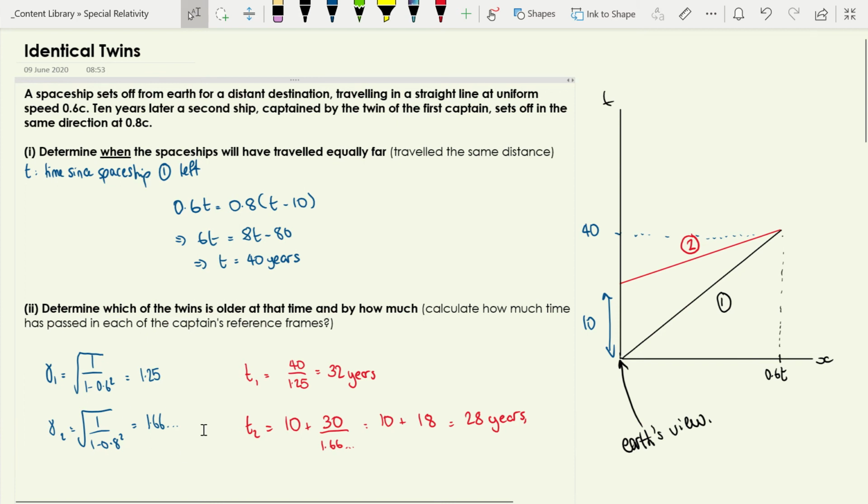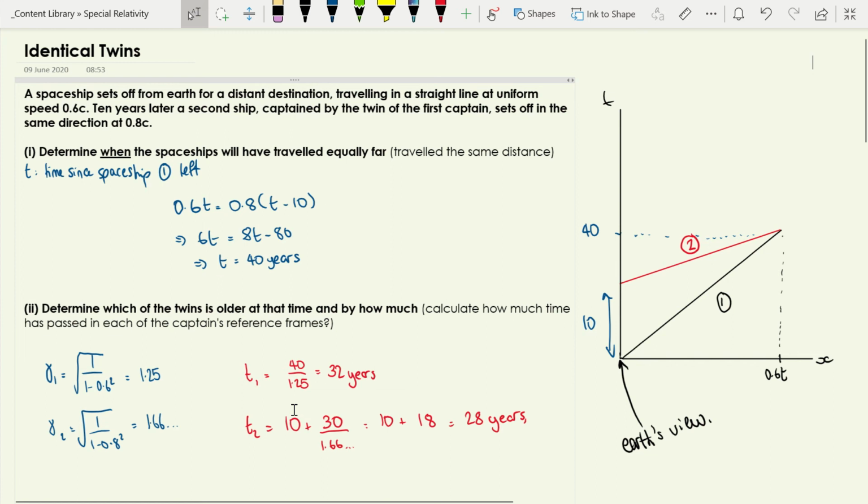Key thing to remember: a moving clock passes time slower than a stationary clock in the reference frame that we're interested in. We're in the reference frame on Earth, so the 40 years is like our stationary clock time, if you like. Captain 1 and Captain 2 are going to measure less time than this because a moving clock runs slower. Captain 1 is nice and simple. We just do the 40 divided by the gamma factor because that's what gives us a smaller time. So that's going to be 32 years that have passed.